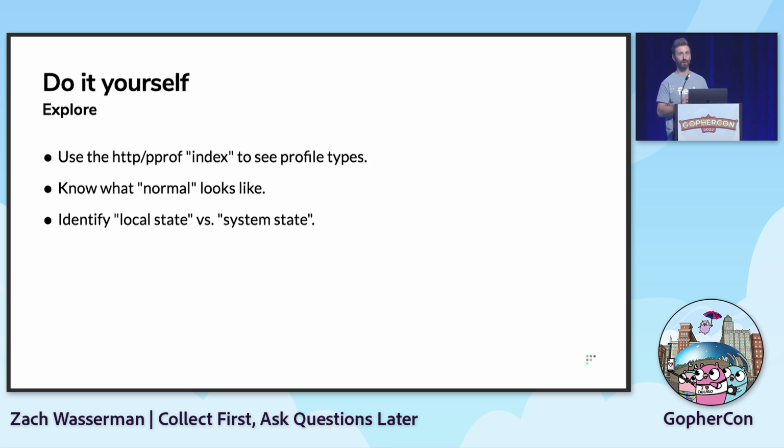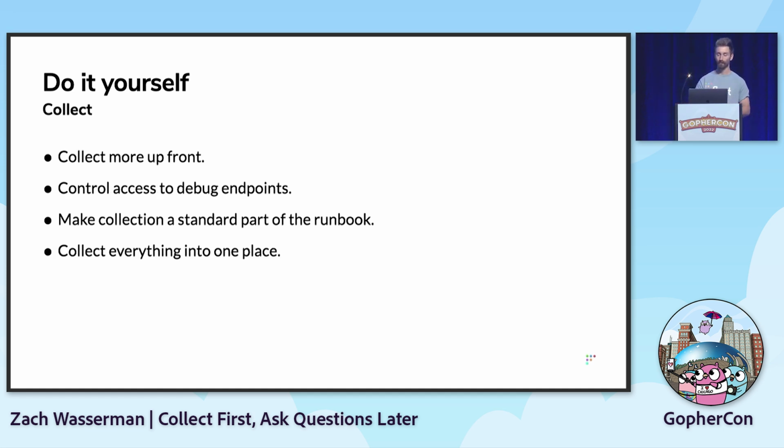So looking at doing it yourself, I'll wrap up by reviewing the recommendations. Explore what's available there with the tools. Use the HTTP pprof index to start exploring these things. Learn what normal looks like for your systems so that you can have an intuition of what's going wrong when things are abnormal. Identify the local state that you're interested in versus the system state that's across your entire system or service. For collection, collect more up front, especially if the cost is low. Just collect it and you may find it useful someday.